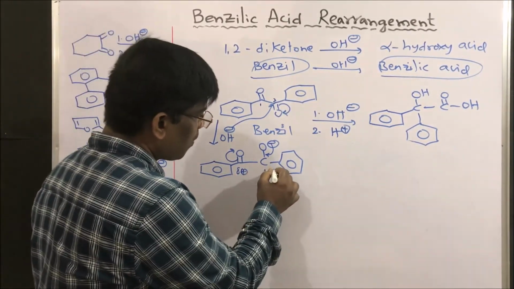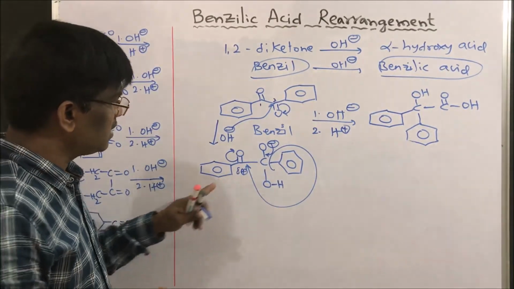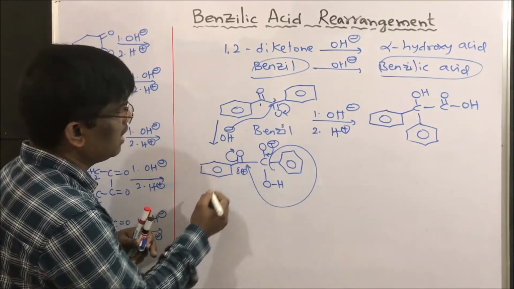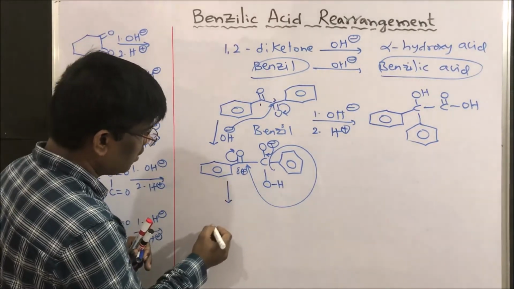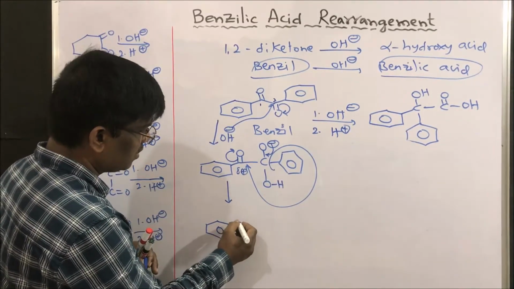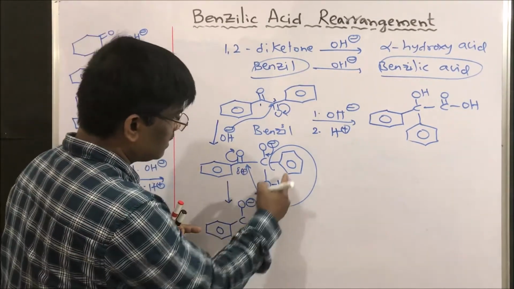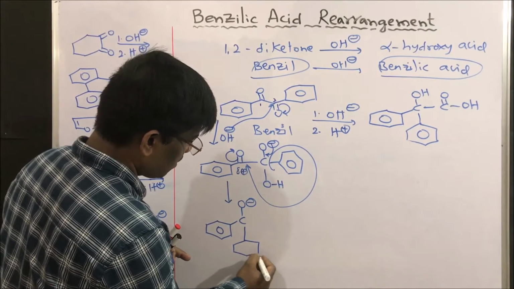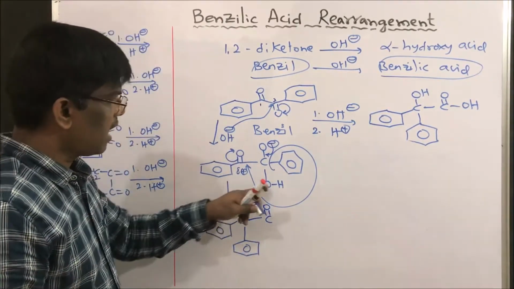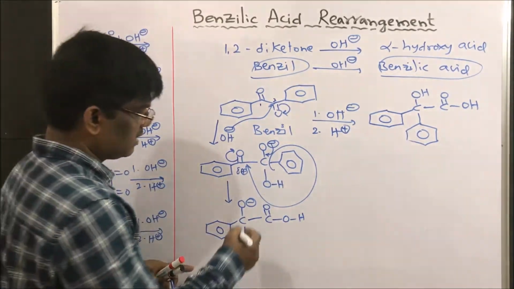So the aryl group is going to rearrange to this carbon, the electron-deficient carbonyl carbon. It is going to give O minus, and this phenyl ring has come here as a new phenyl ring. Next, what about this carbon? The OH is here, so the alpha OH is there.